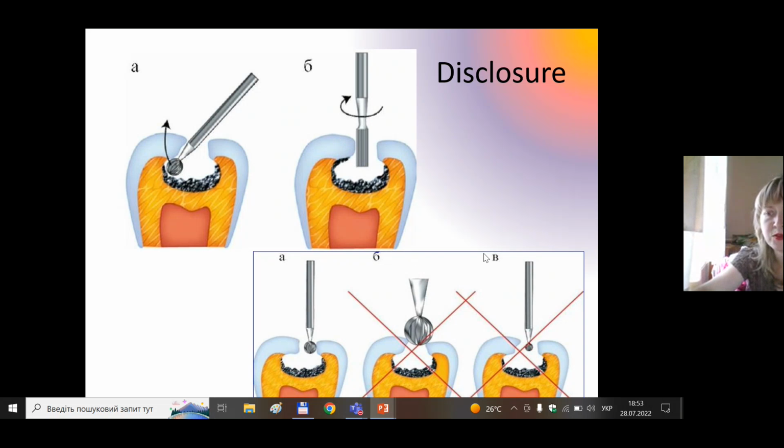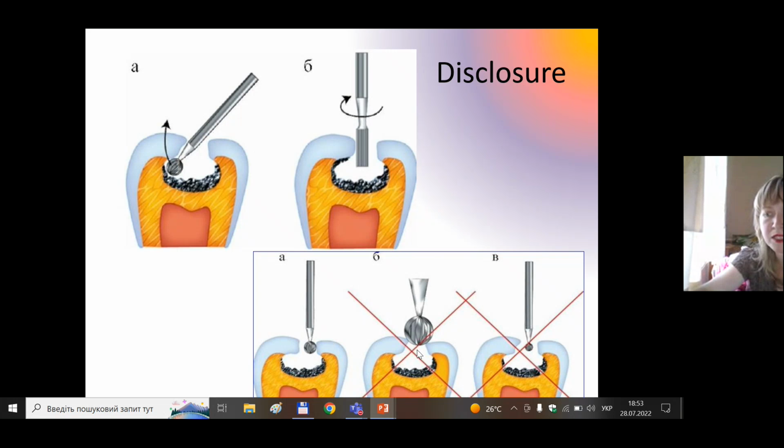And size, how to select the size of the burr. First of all, the size of the burr should be appropriately chosen. It should not be too small or too big. It should be sufficient. It should fall easily into the caries cavity and then cut.